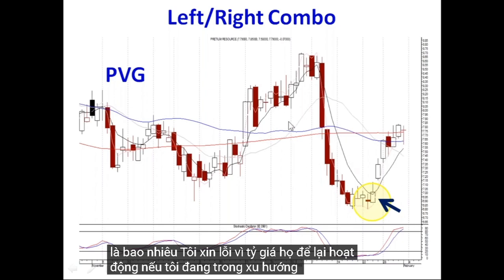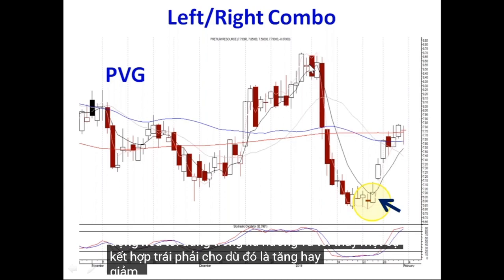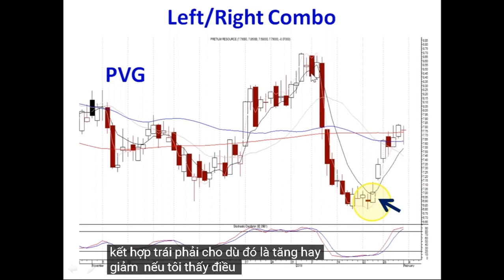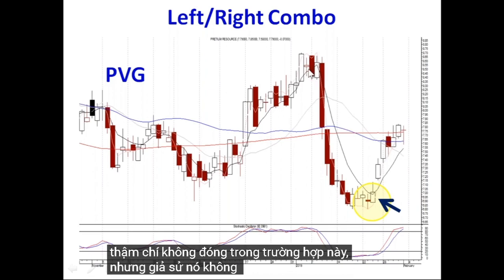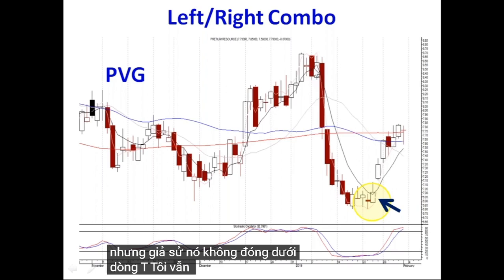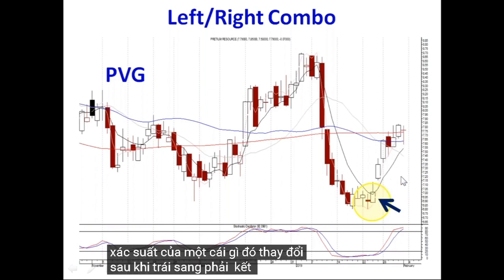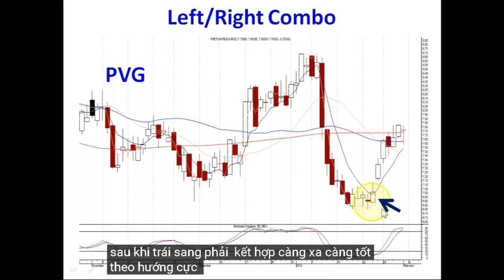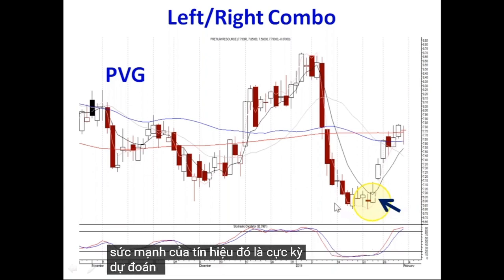If I am in a trend and I see a left-right combo, whether it's bullish or bearish, if I saw this, and let's say it didn't even close, in this case it did, but let's say it didn't close below the T-line, I'm still closing out the position because the probabilities of something changing after a left-right combo as far as the direction is extremely high, and the power of that signal is extremely predictable.